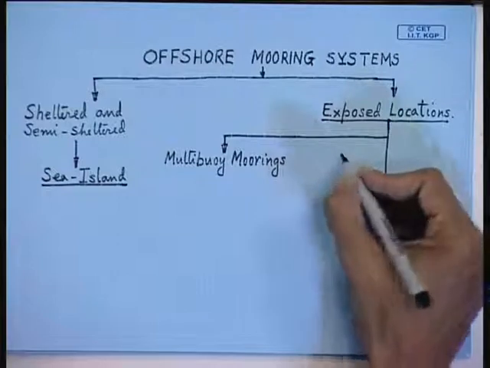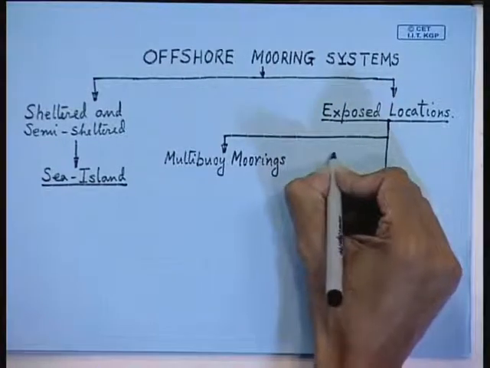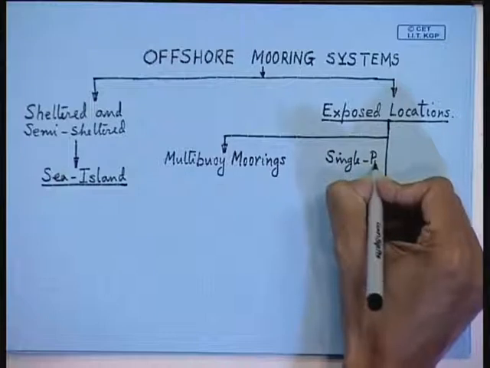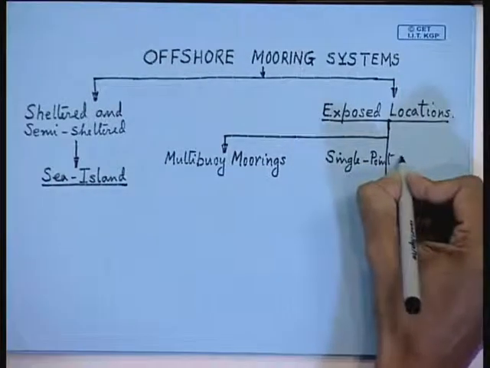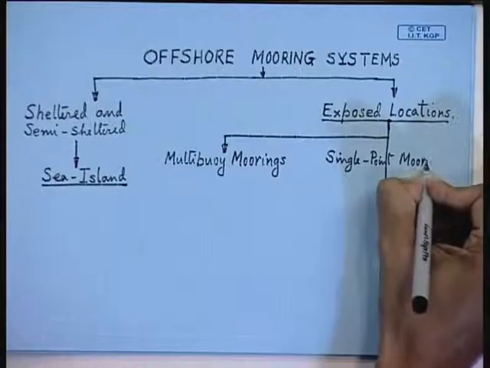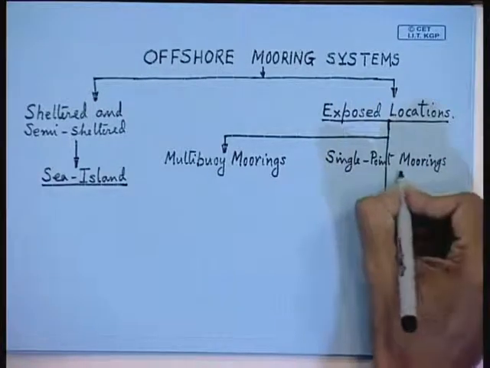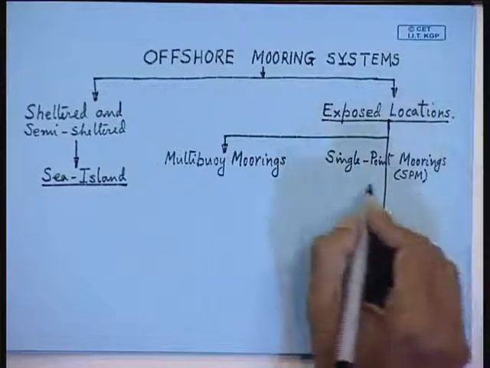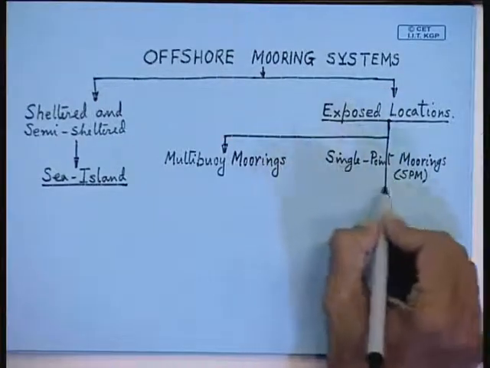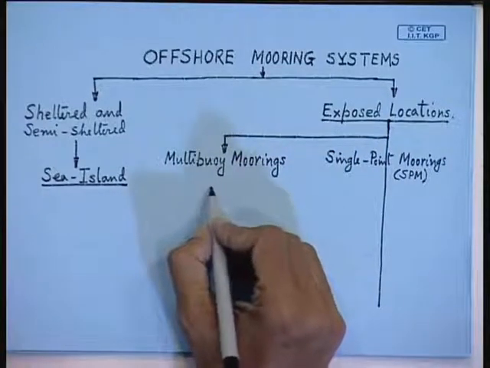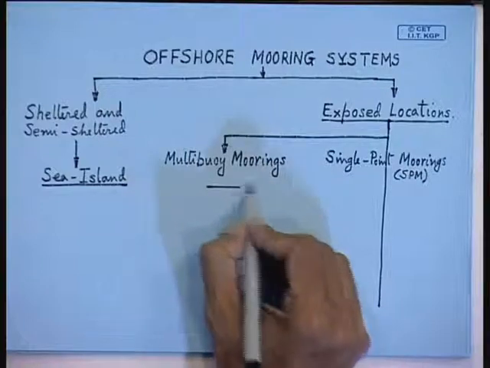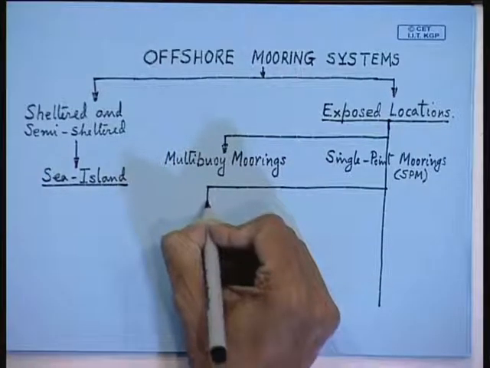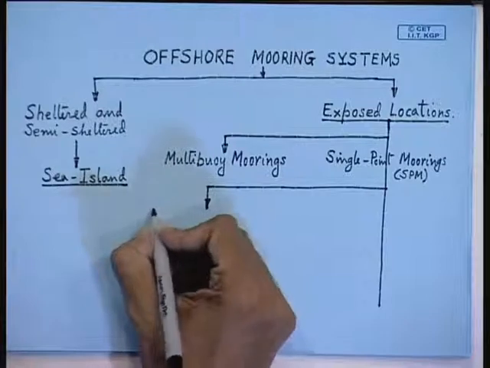On the other hand, you have single point moorings. Normally these are called SPMs. There is a large variety of SPMs you will find. If you come from this, you have the two primary ones. One is your single buoy mooring, or rather it is called single buoy mooring, the SBM.